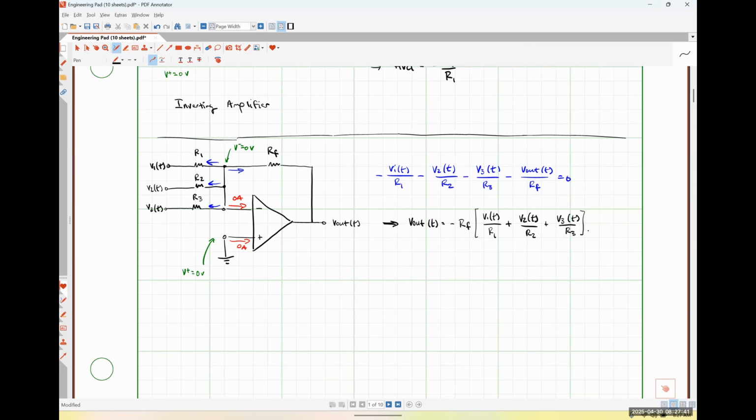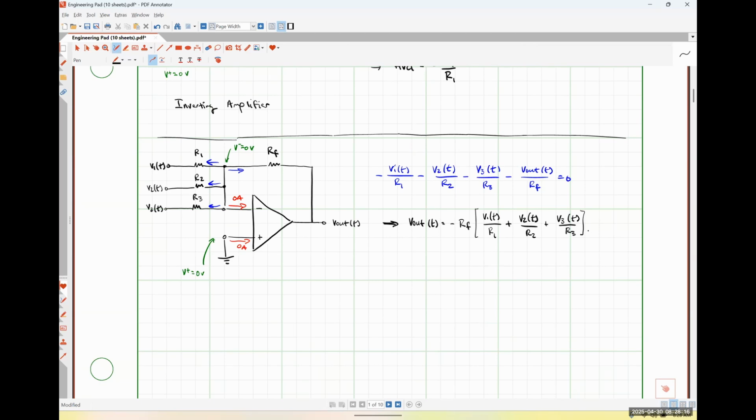Okay. So what's this guy doing? Anybody have any thoughts? Matthew. So it depends on what you mean by mixing the signals, but I will accept that answer. It is adding the signals together, but each signal is being scaled by potentially a different amount, depending if R1, R2, and R3 are different from each other, right?